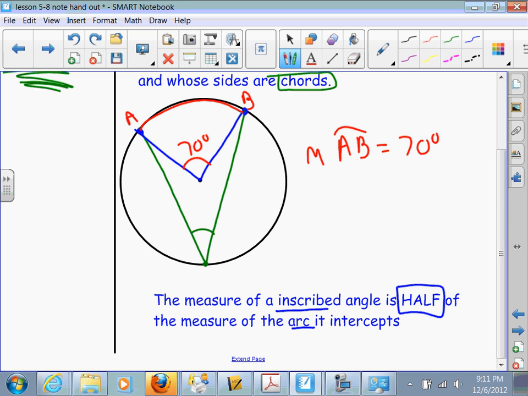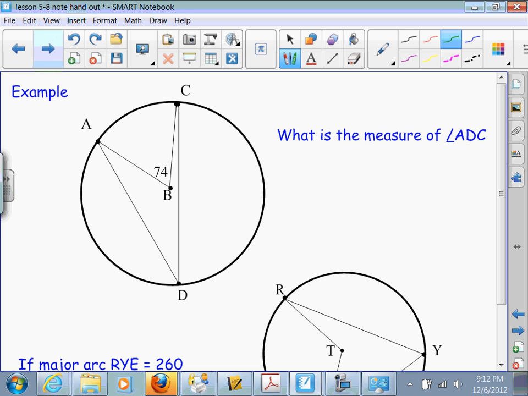Well, if I want to find the measurement of the inscribed angle right here, all I got to do is take half of 70. So what's half of 70? 35 degrees. And if you're given this angle, all you got to do is double it to find the measurement of the central angle that is related to it. All right, so let's go look at some examples.